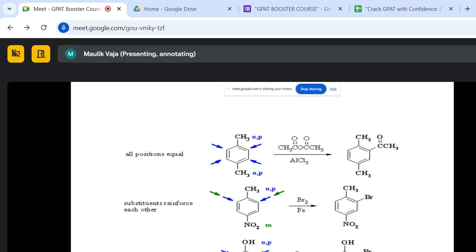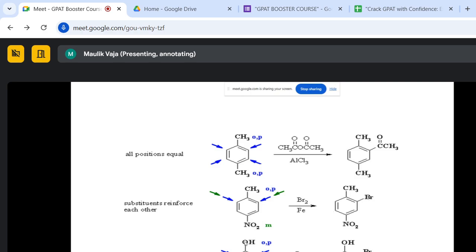Next, I have given a few examples. If you have two methyl groups, methyl is an ortho para directing group, but here the para position of both is occupied, so you will get only one product, that is ortho to this CH3. If you have one methyl and one nitro substituent on the ring, methyl is ortho para directing and nitro is a meta directing group. So you can see the para position is filled. So ortho to methyl, you will get this product, and the nitro group is meta directing, so ortho, meta. So this is about bromination.